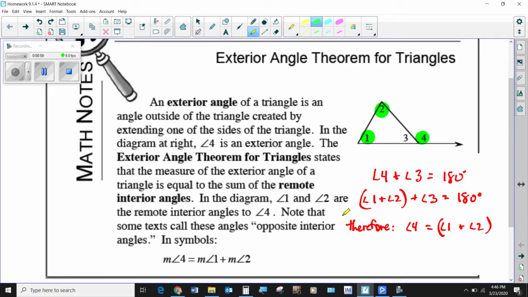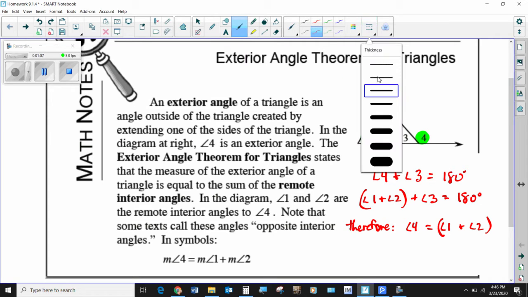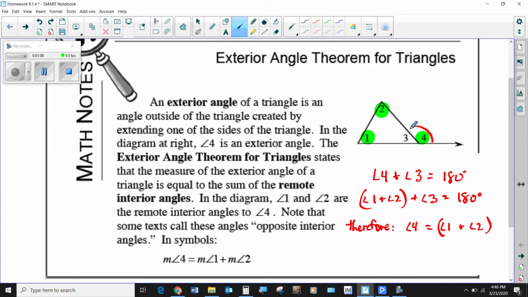Now let me explain why that works. There's some logic to it, and that's what I've got written right here. First of all, we know that angle 3 and angle 4 are supplementary to each other. They form a straight line, and supplementary angles are always equal to 180 degrees. So angle 4 plus angle 3 is going to be equal to 180 degrees.